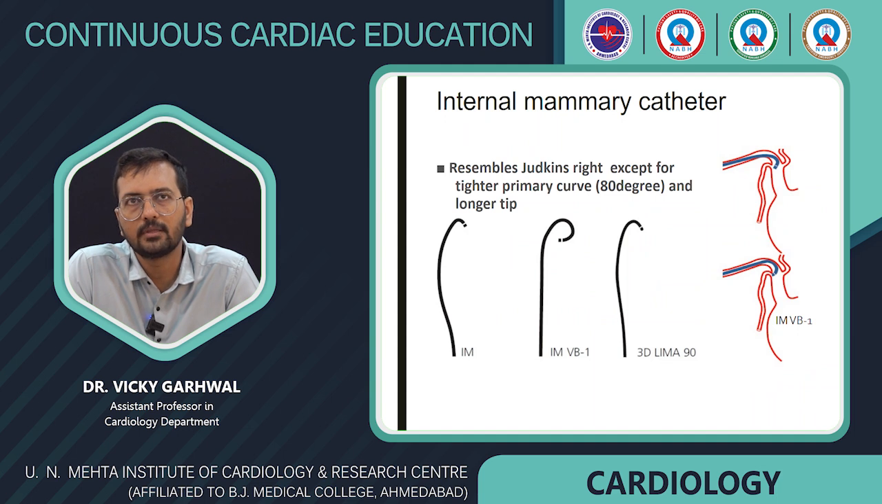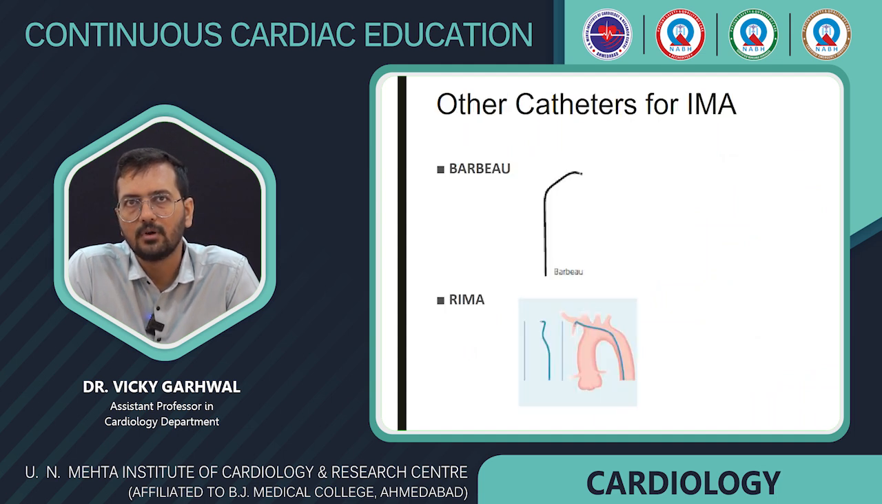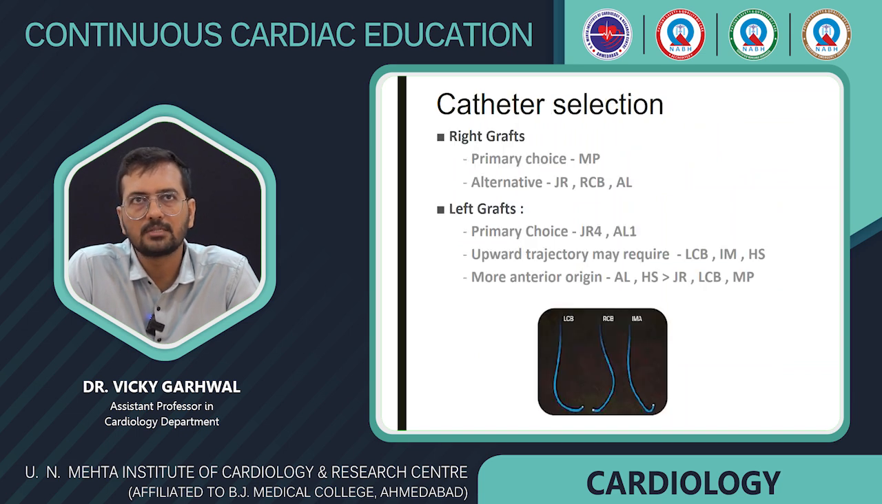Internal mammary catheters resemble Judkins right except for the tighter primary curve. They have 80 degrees and a longer tip. Other catheters for Lima and Rima are barbecue and Rima catheters.